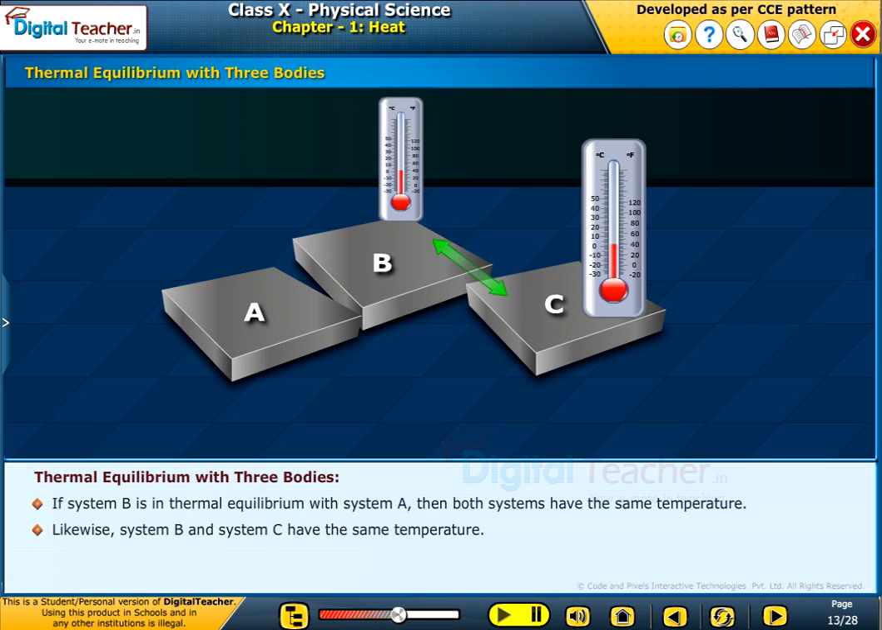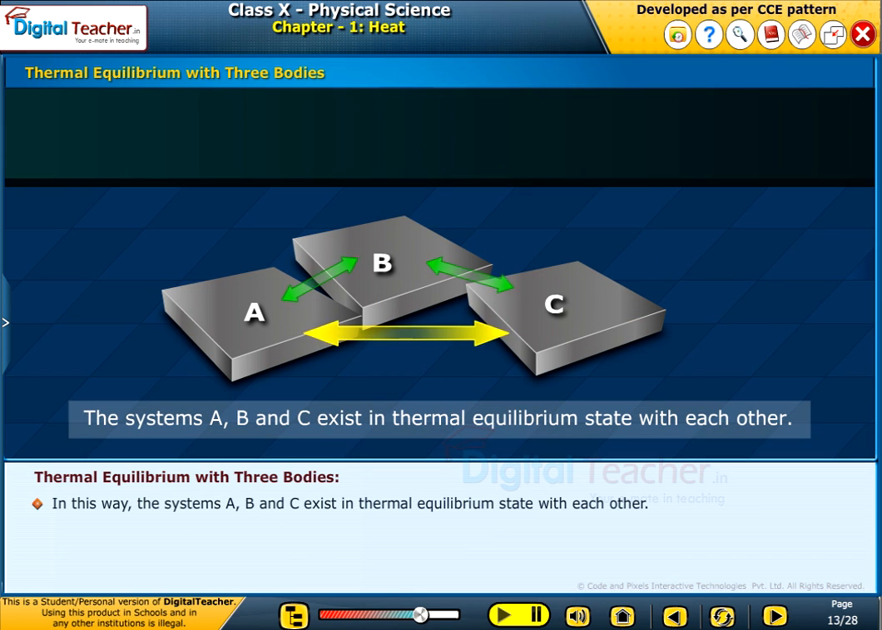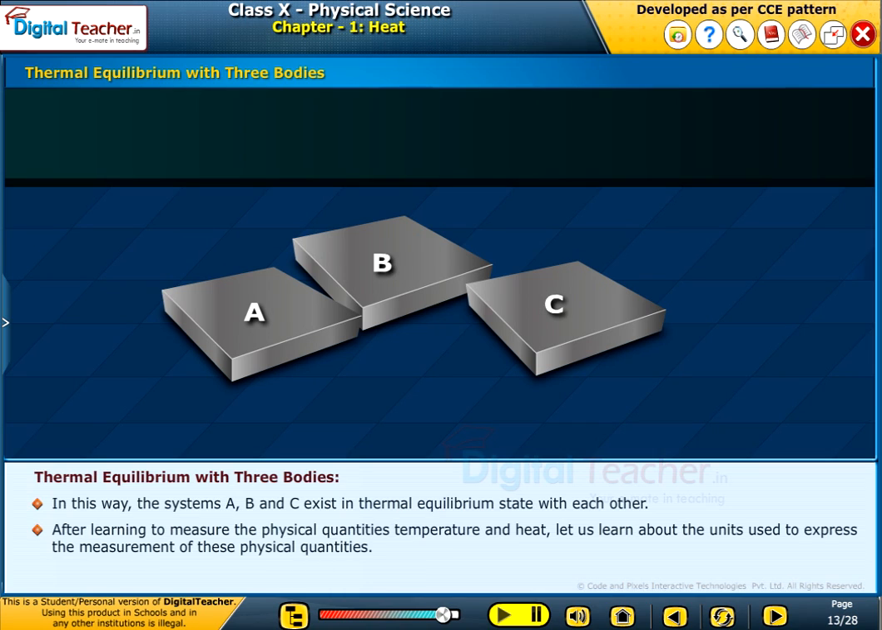Likewise, system B and system C have the same temperature. So the systems A and C will also have equal temperature. In this way, the systems A, B and C exist in thermal equilibrium state with each other. After learning to measure the physical quantities, temperature and heat, let us learn about the units used to express the measurement of these physical quantities.